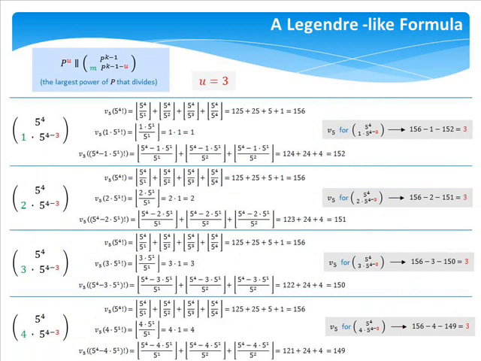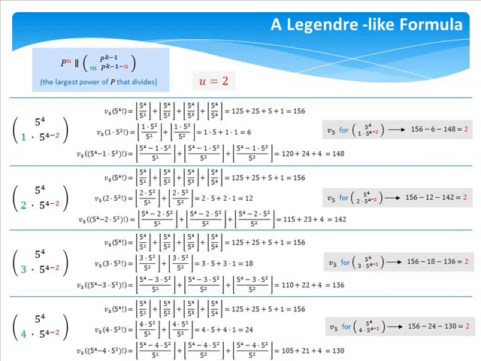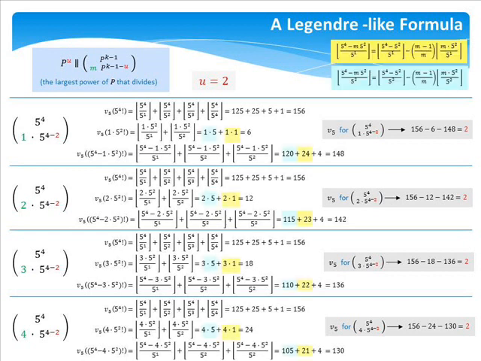When u equals 3, then Legendre's formula gives us 3 as the largest exponent of 5 that divides the binomial, whether m equals 1, 2, 3, or 4. That is, all possible values. When u equals 2, then Legendre's formula gives us 2 as the largest exponent of 5 that divides the binomial, for all possible values of m.